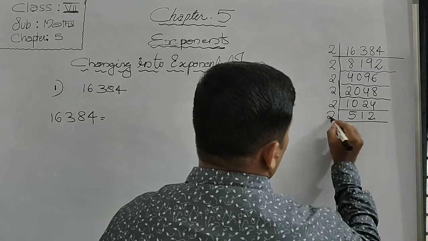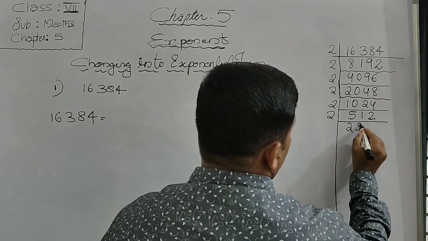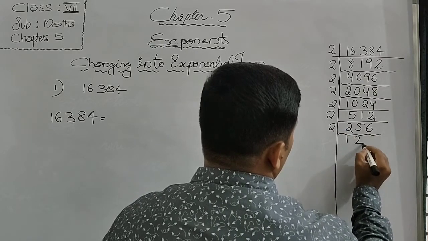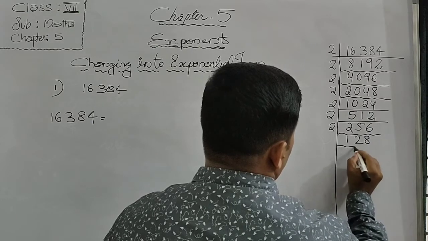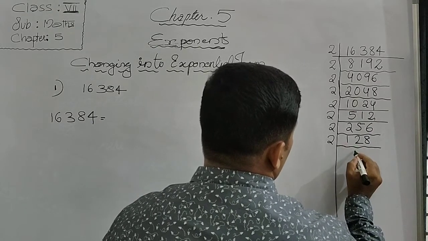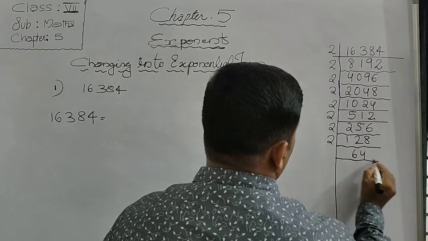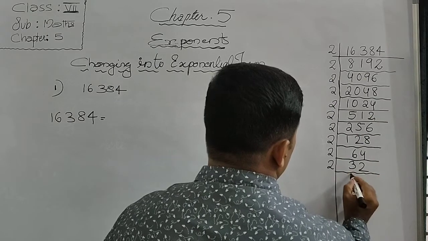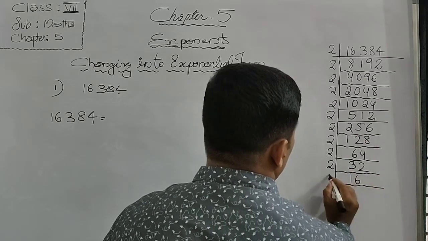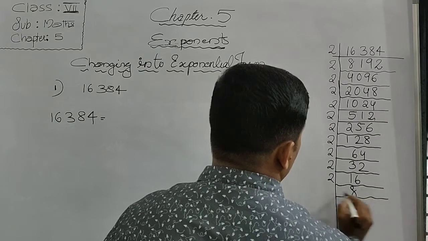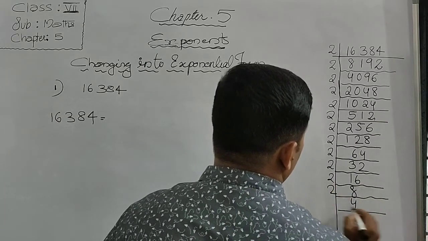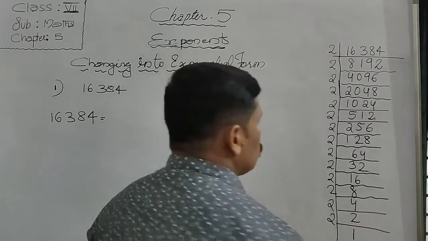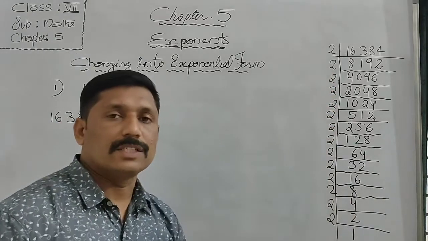Again we factorize by 2. 2 2s are 4, 2 5s are 10, 2 6s are 12. Again by 2. 2 1s are 2, 2 2s are 4, 2 8s are 16. Then we factorize by 2. 64. Then again by 2. 32. Then 16. Then 8. Then 4. Then 2. And again we factorize by 2. Then 1. So we have completed the factorization of this number.